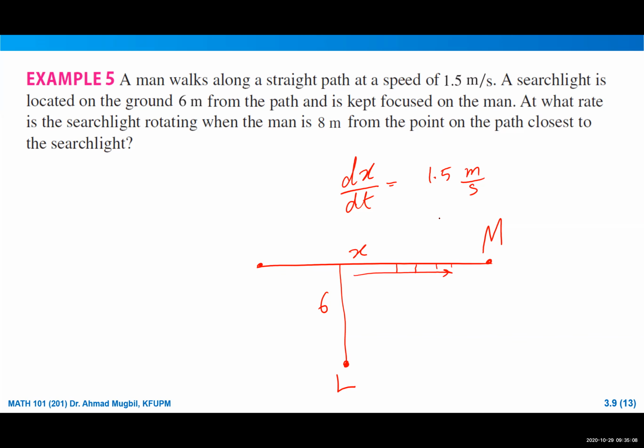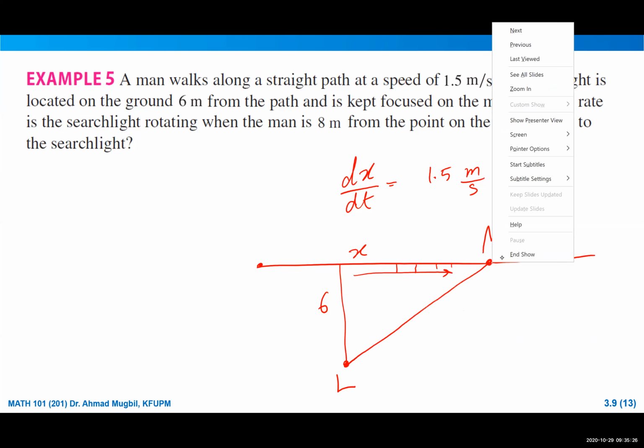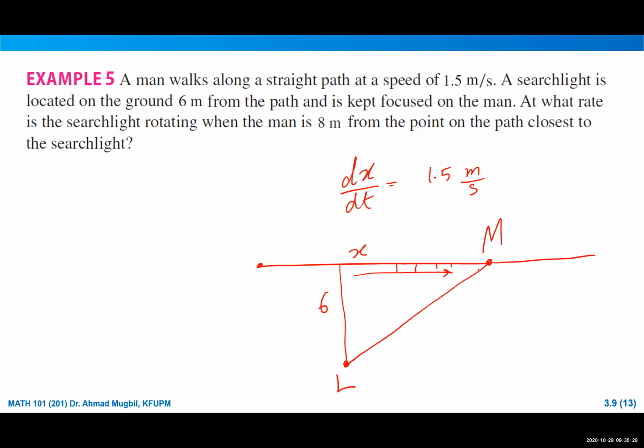At what rate is the searchlight rotating? Of course the searchlight, if it is like this, it will be rotated like this, in this direction. So let's say this is the man, and he will keep moving. Let's say at a specific time, the line between him and the searchlight is this one. So here, this angle will change with time. It is not the same as when he was here or when he was here. So let's call it theta, because it is a variable, it will change with time.